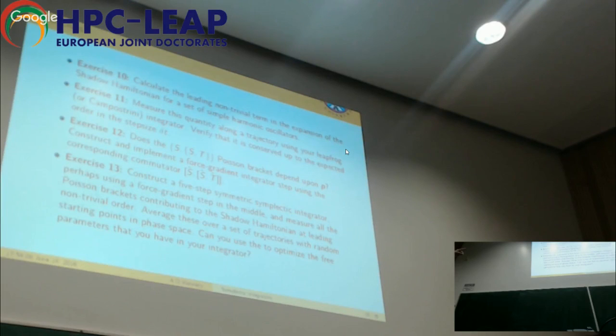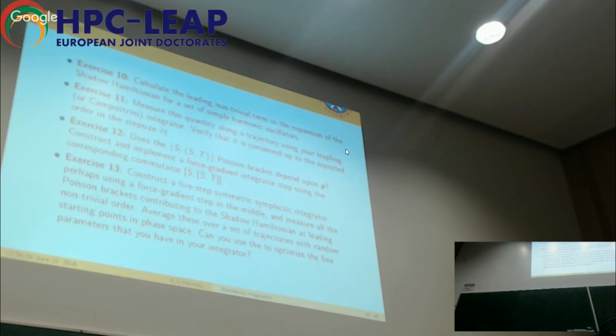Now, check whether this double Poisson bracket, the Poisson bracket of S with the Poisson bracket of S and T, depends on p. Hopefully you'll find that it doesn't. And so then you can construct and implement a force gradient integrator step using the corresponding commutators of Hamiltonian vector fields. Okay? And using that you can construct a 5-step symplectic integrator.